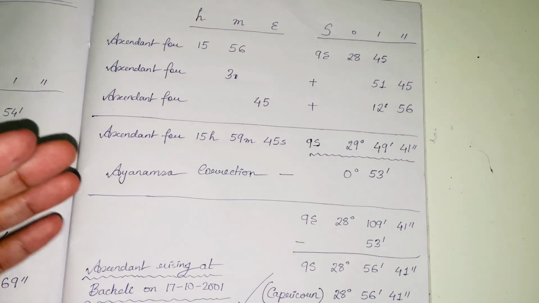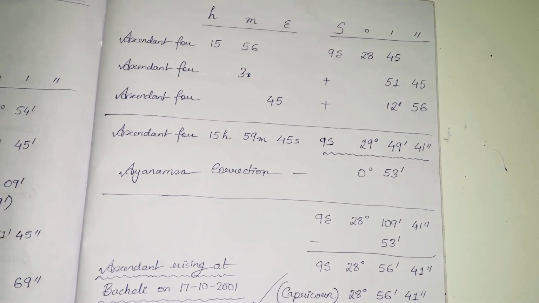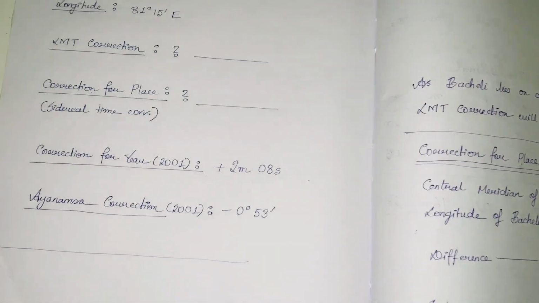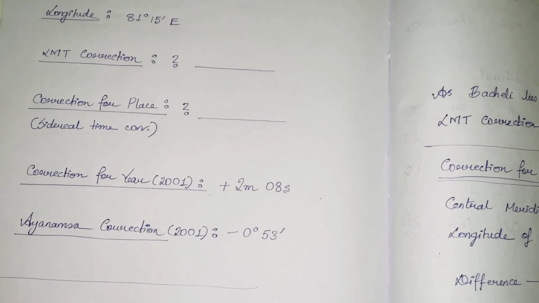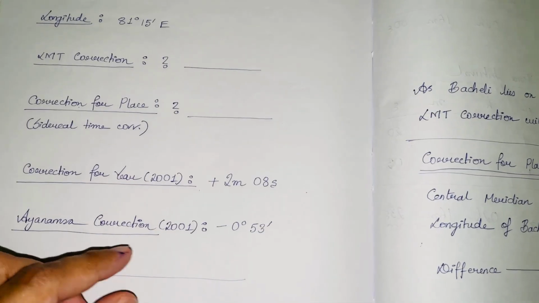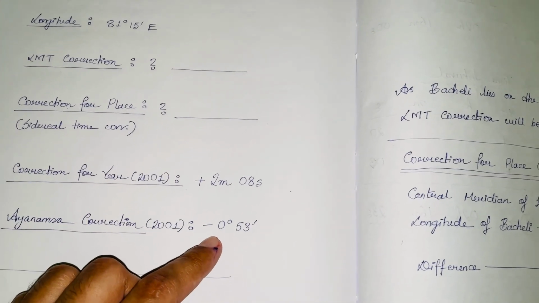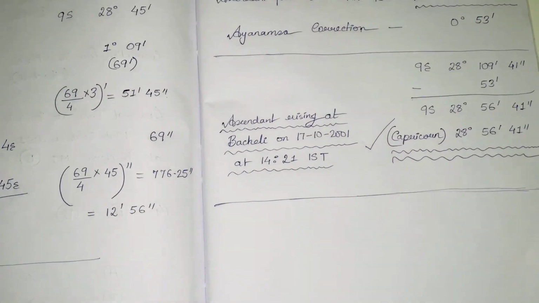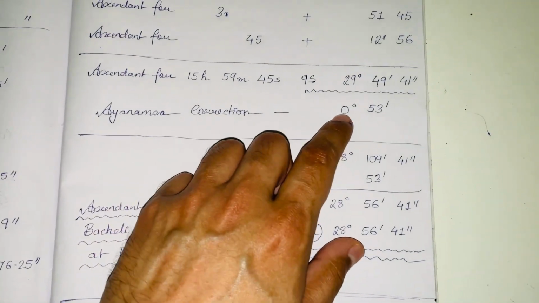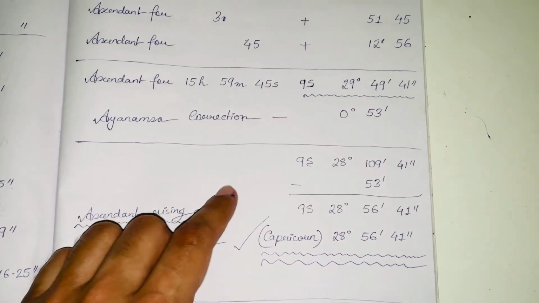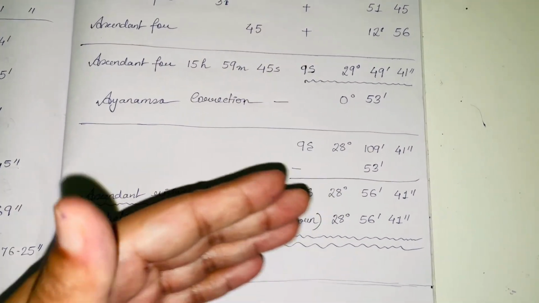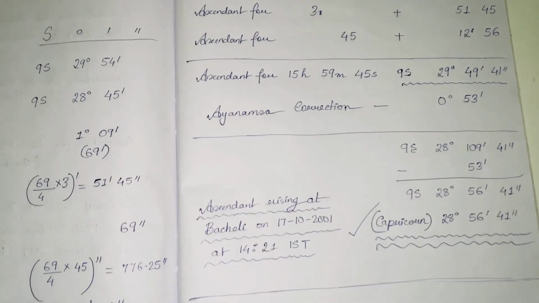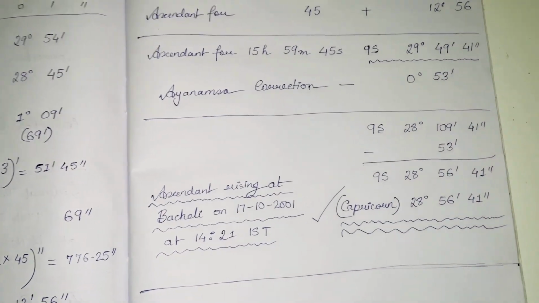You need to apply the Ayanamsa correction for the year 2001. And what we had found out from the TOA, the Ayanamsa correction for the year 2001 is minus 0 degree and 53 minutes. This is what I have written over here. Minus 0 degree and 53 minutes. So just simplifying the step, it will be easier for me to explain in this particular video. That is the reason why I have written it over here.